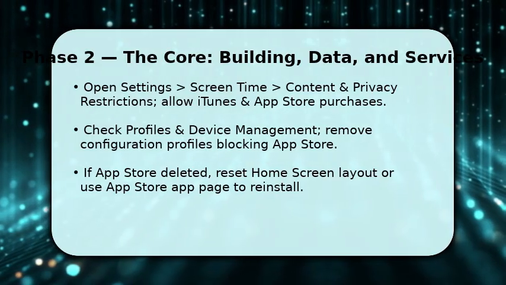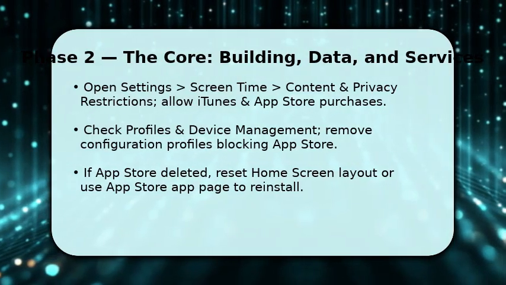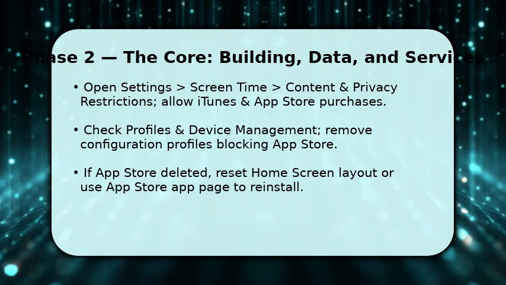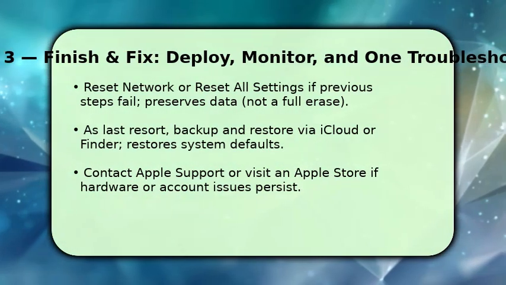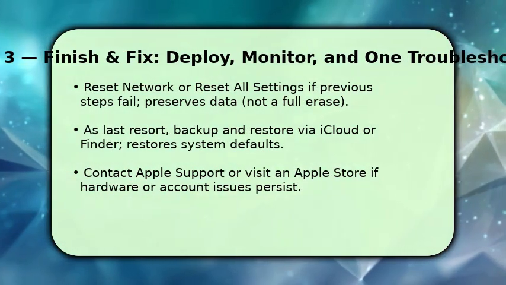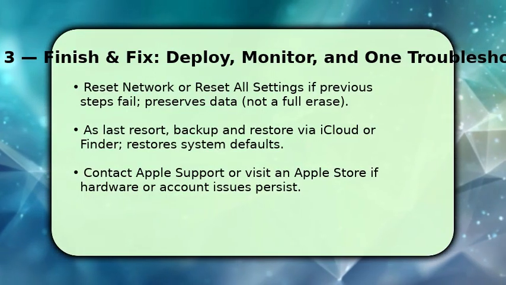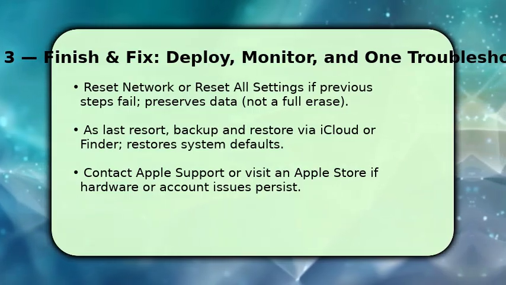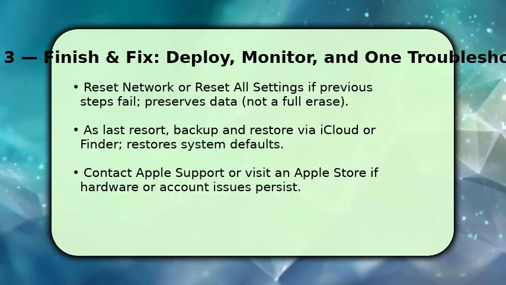Make sure you update iOS, because older versions may behave differently, and updates often reintroduce missing system apps. Finish by escalating carefully. Reset network settings first to clear connection conflicts. This won't delete media. If that fails, choose Reset All Settings to restore defaults while keeping your data. This often returns system apps.